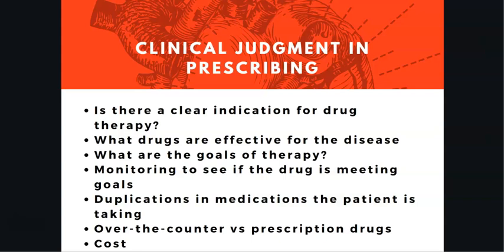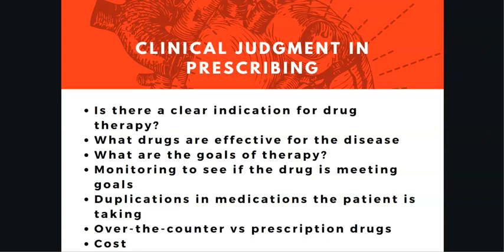Realize your sources of information. Do you have a reliable source or historian? When selecting a medication, are you using evidence-based information? So these are all things you need to consider. Is there a clear indication for the drug? What drugs are effective for the disease I am trying to treat? And what are my goals of therapy?